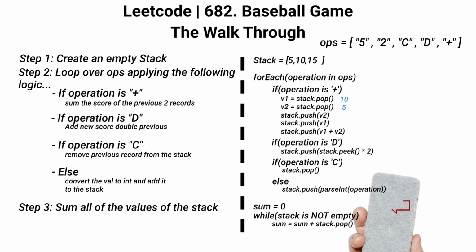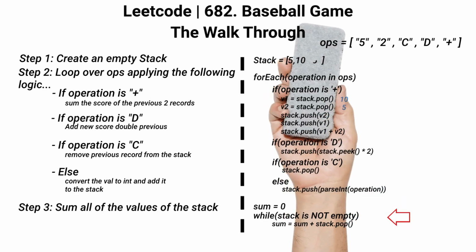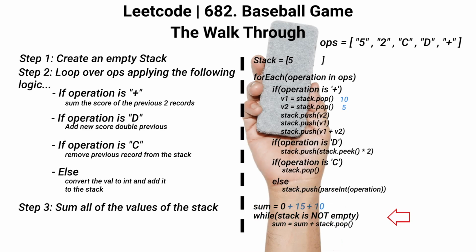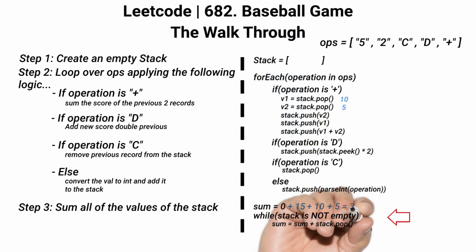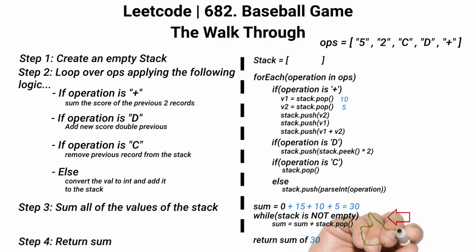Then we come down and declare a sum equal to 0, and then while the stack is not empty, do sum plus stack pop, so sum plus 15 plus 10 plus 5 equals 30. And then step 4, return the sum of 30. And that is exactly what we wanted.